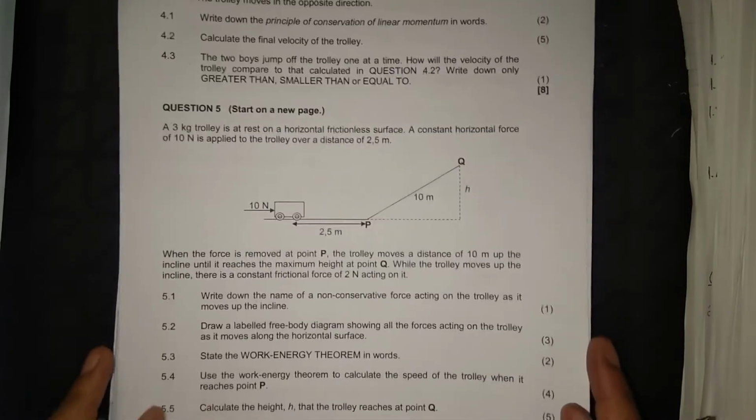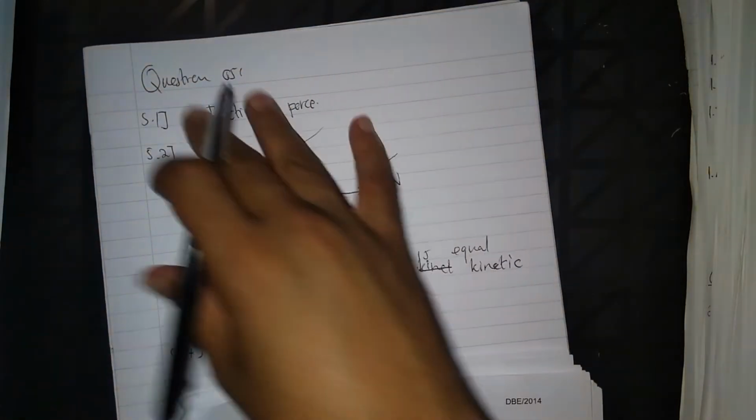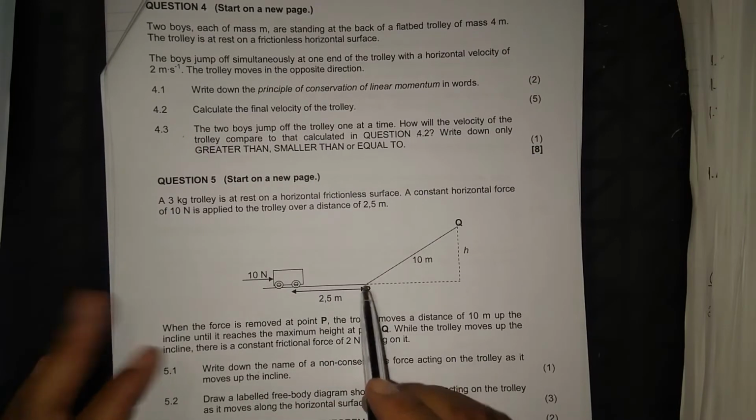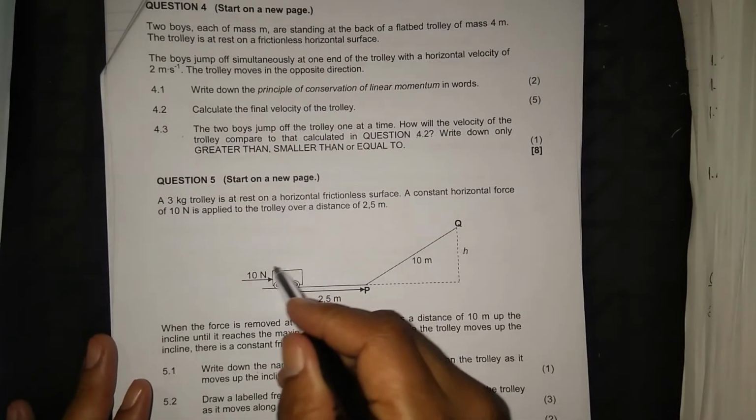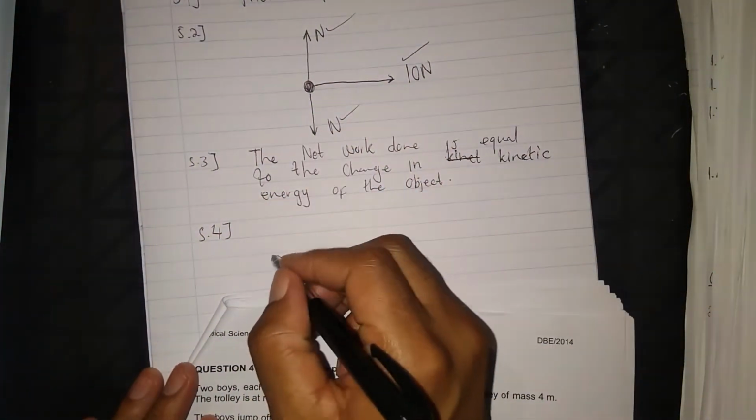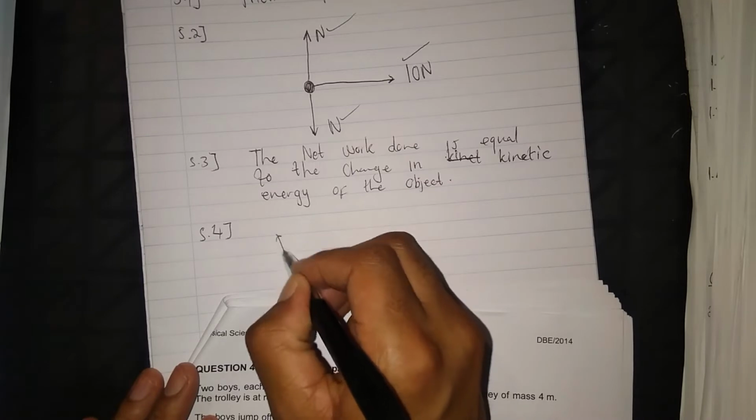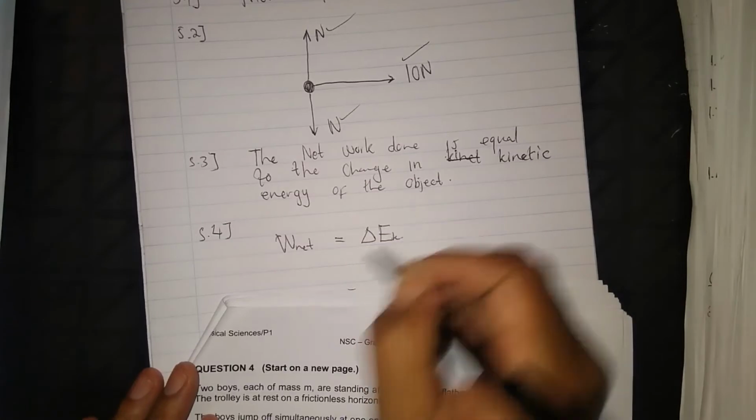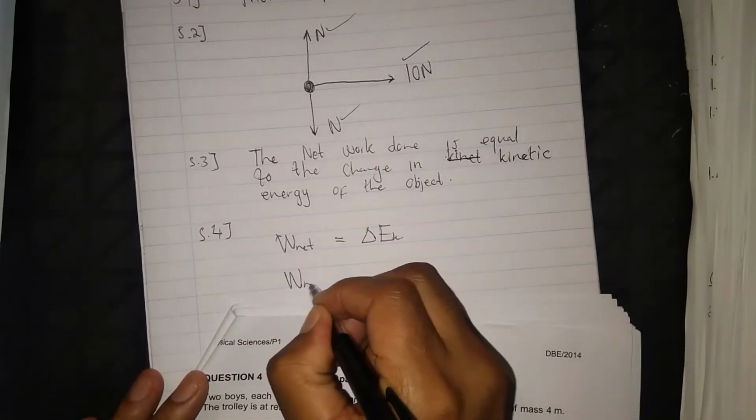5.4, use the work energy theorem to calculate the speed of the trolley when it reaches point P. So we want the velocity of the trolley when it reaches point P. As it moves from this stationary point to P, it gains velocity because of the acceleration from the push. Now, 5.4: net work done is equal to the change in kinetic energy.